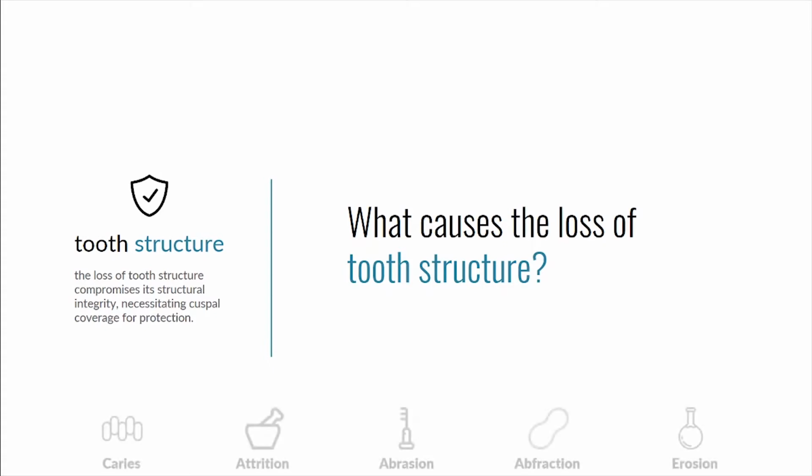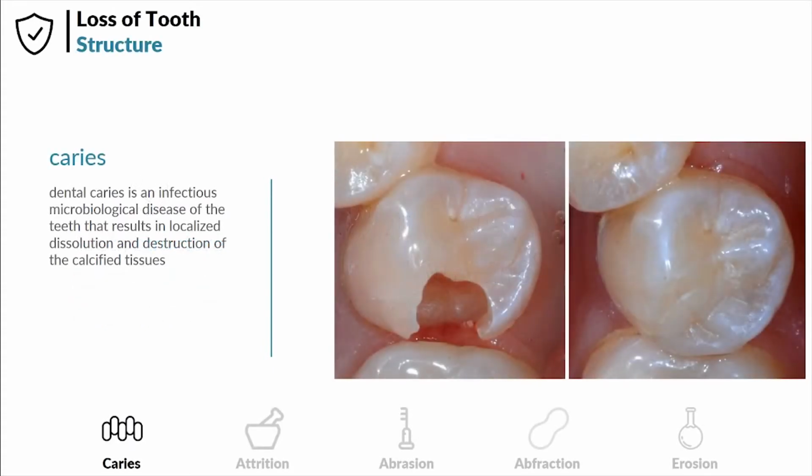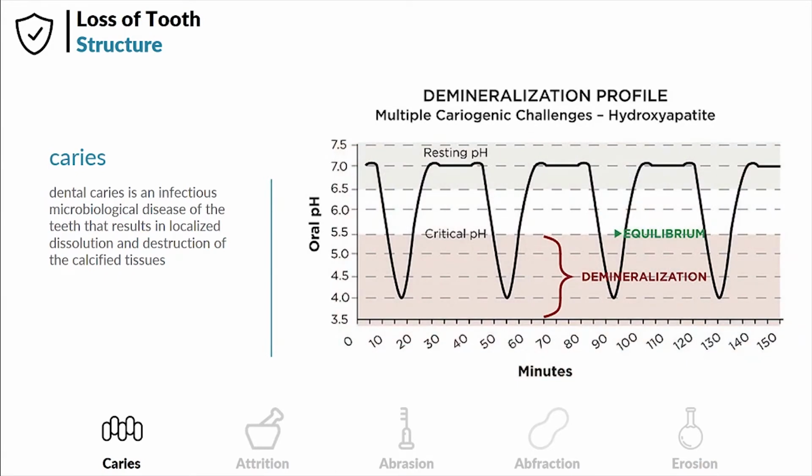What are the causes of tooth structure loss? Well, we can start probably with the most obvious one, which is dental caries. So we know that this is an infectious disease that's going to result in the dissolution and destruction of calcified tissues. So this is a chart that just depicts how our pH level changes in our mouth. So we know that after we eat a meal or drink some soda, the acid level in our mouth is going to drop. And if it drops below this critical pH level of 5.5 for an extended amount of time, we're going to have demineralization of that tooth structure.